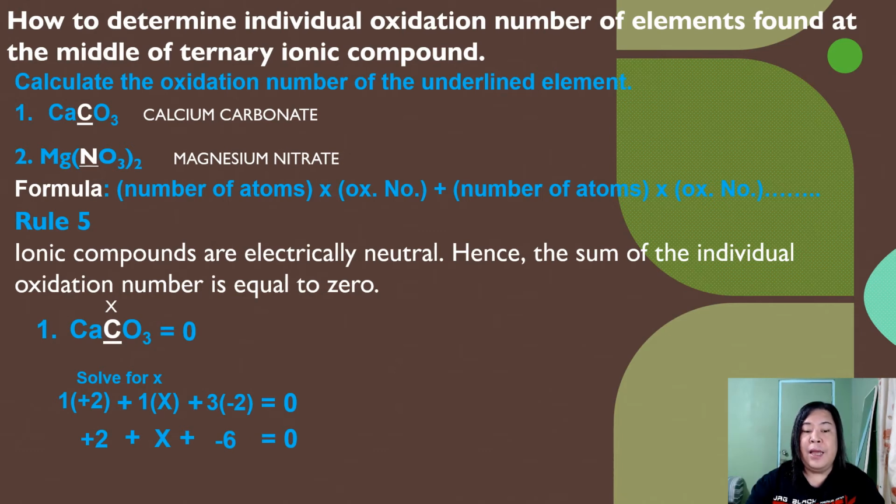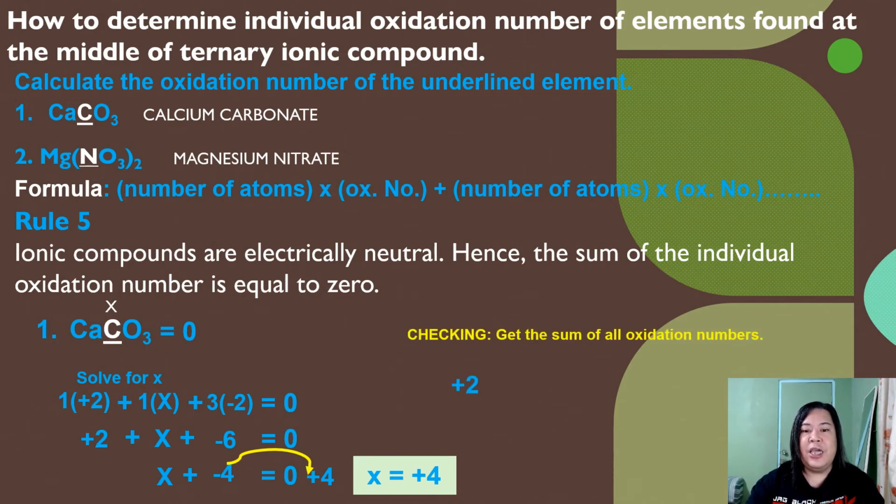And then combine like terms. So positive 2 plus negative 6, that is X plus negative 4, and then transpose negative 4 to the right side of the equation, and then you will get X is equal to positive 4. So therefore, the oxidation number of the middle element in calcium carbonate, which is carbon, is positive 4.